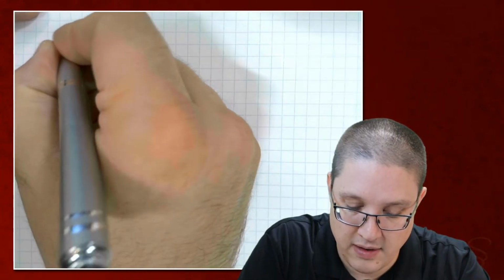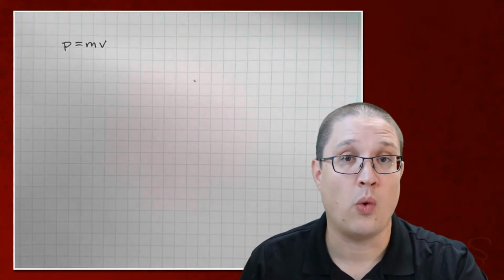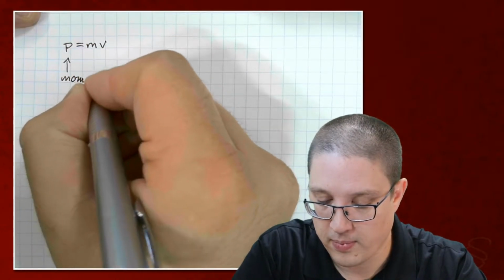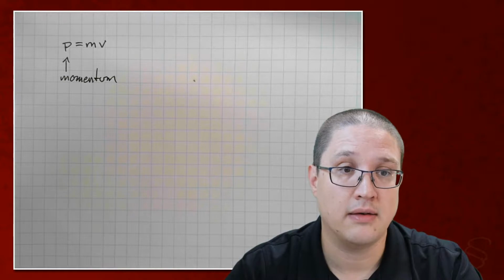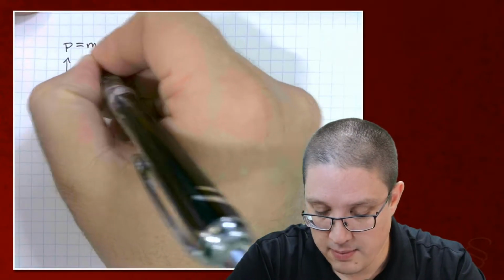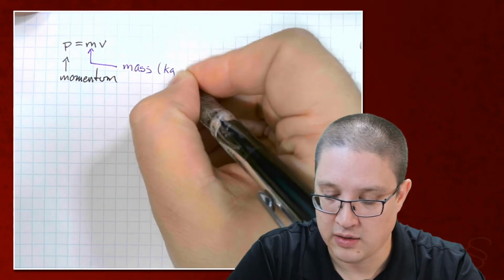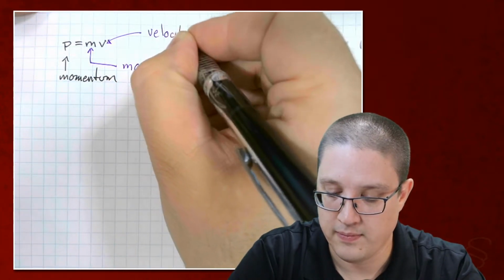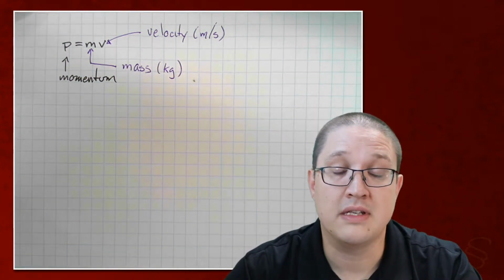So the first thing is, remember, momentum has a formula, P equals mv. So this is our formula for momentum. P is the symbol for momentum. Why is that the symbol for momentum? Because m was already taken. I don't actually know why that's the symbol. M here is our mass, and remember, that's in kilograms. And v is our velocity in meters per second. So this is the momentum formula.